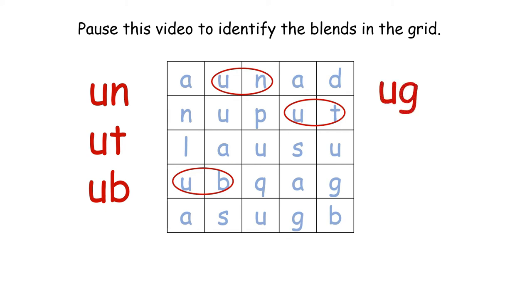Ug. Come on. I know you're very smart. You can do this. Find it out. Very good. Let me give you one more. Up. Let me see if you can do this. Find it out. Hooray! Good. Very nice.